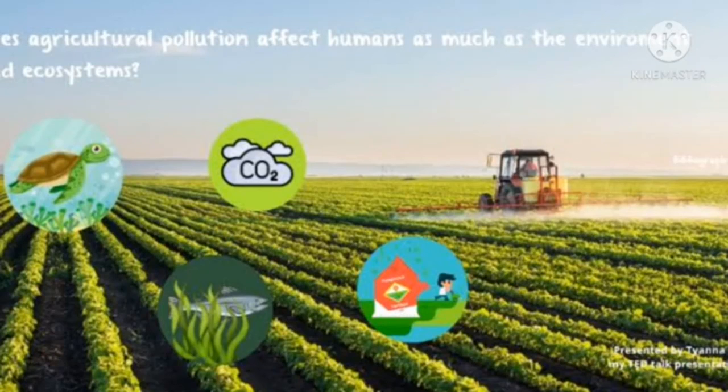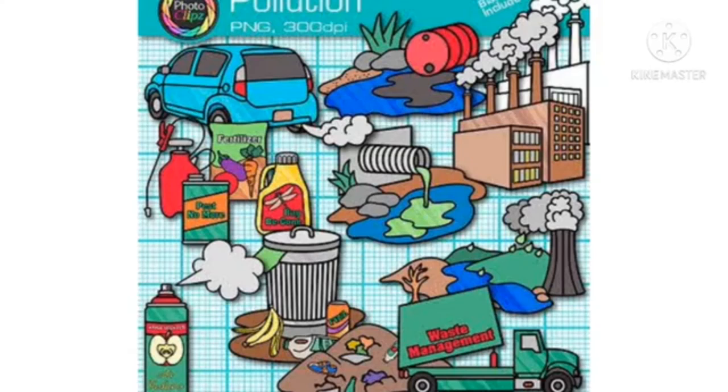Sources of land pollution. Land pollution is also called soil pollution. The harmful substances come from industrial waste, domestic waste, agricultural waste, and animal waste.